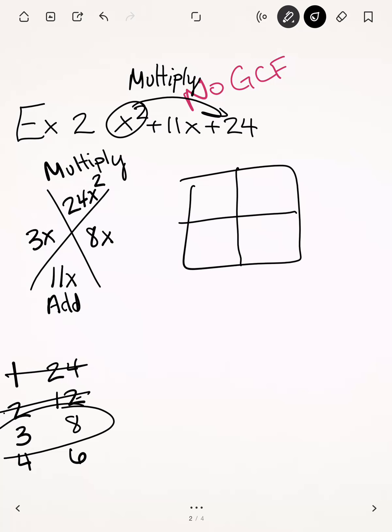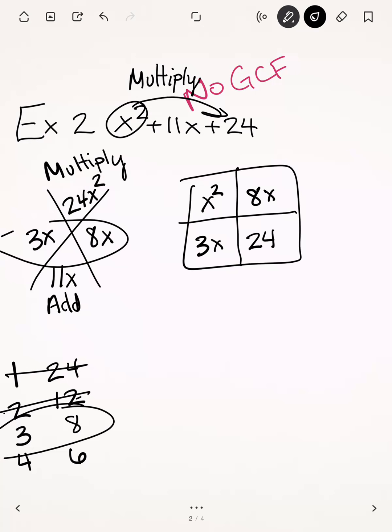Then I go to the box. I write my first term in the first box, last term in the last box. Then I have 2 empty ones. The 2 empty ones should add to give me that middle term. Well, we just found those numbers right here. They're the sides of our x. So I get a 3x and I get an 8x.